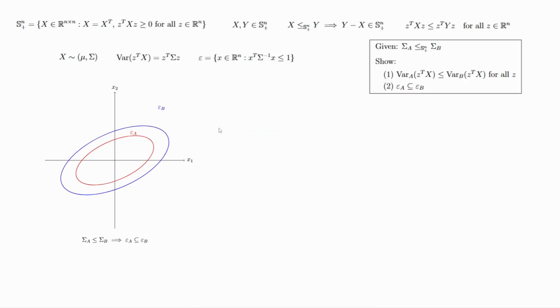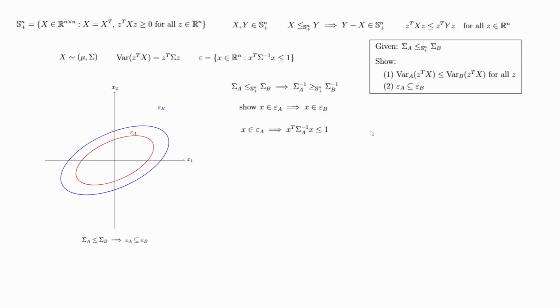Now for step 2, we want to argue that the ellipsoid of A is a subset of the ellipsoid of B. First, note that sigma A is less than or equal to sigma B implies that if you flip the inequality and take the inverse, you have the following result. Okay, so with this in mind, our strategy for showing that the ellipsoid of A is a subset of the ellipsoid of B is to simply take some vector x from the ellipse of A and show that it must also belong to the ellipse of B.